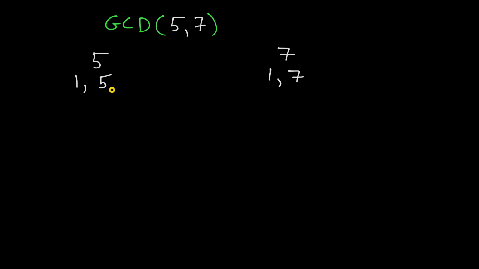So what are the common divisors amongst these two? Well, you have 1 that divides both of them. And then 5 is a divisor of 5, but 5 is not a divisor of 7. And 7 is a divisor of 7, but 7 is not a divisor of 5. So the greatest common divisor is just 1.